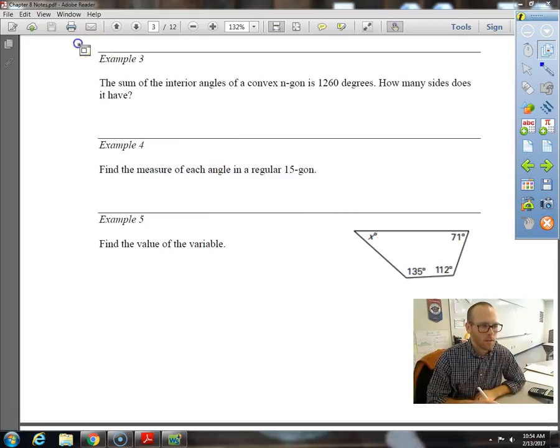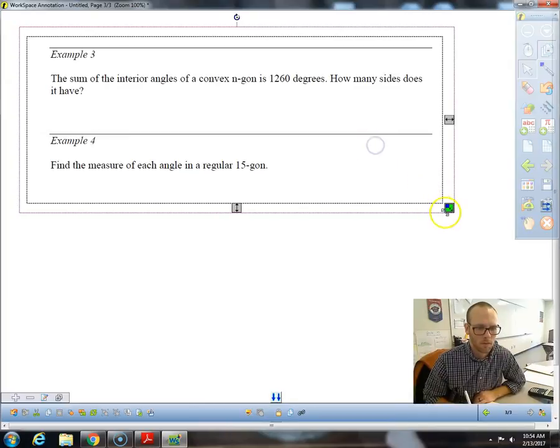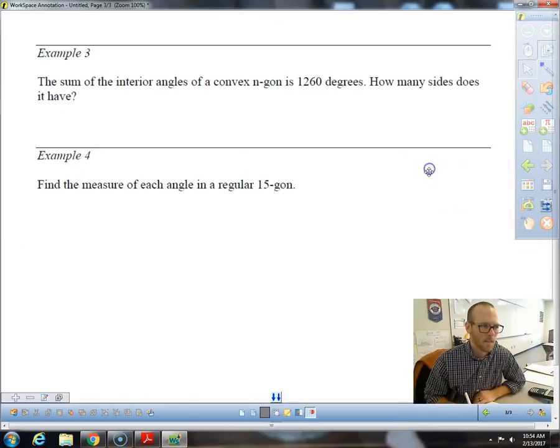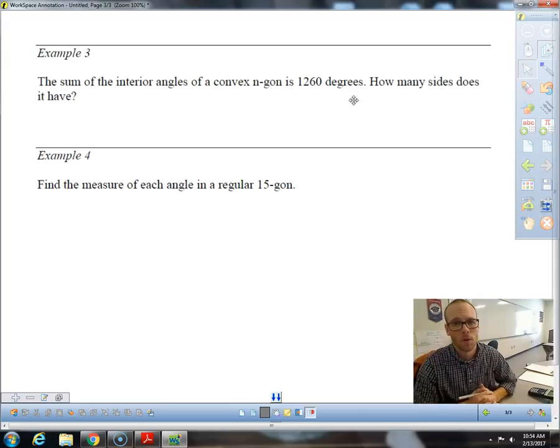Now, our next two examples are going to switch it up a little bit on us. The sum of the interior angles of a convex n-gon is 1,260 degrees. How many sides does it have? So notice this is backwards of the last ones that we just did. Before, if I gave you the number of sides, you found the sum of the angle measures. Here, I'm giving you the sum of the angle measures, and I want you to give me the sides.